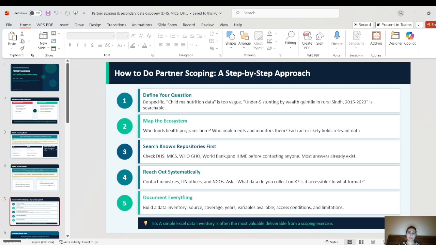Then you reach out systematically. You contact your ministries, your UN offices, your NGOs. You ask them what data they collect on this XYZ variable you need. Is it accessible? And if it is accessible, then in what form?